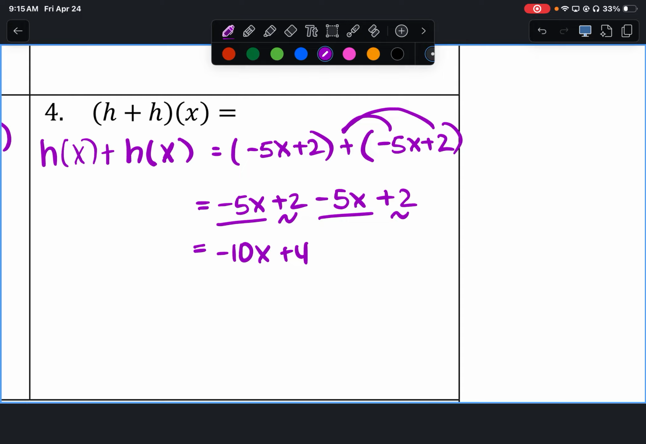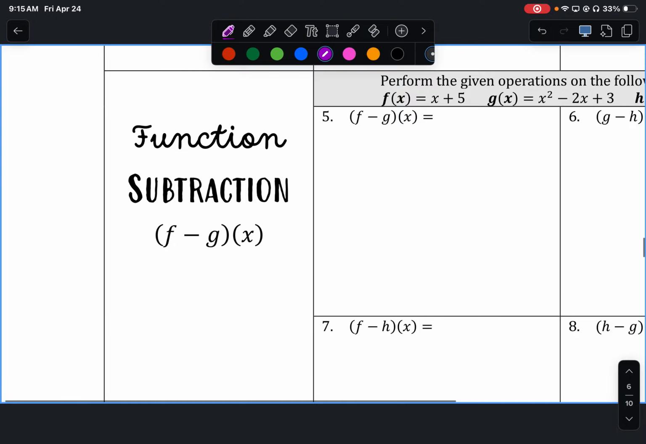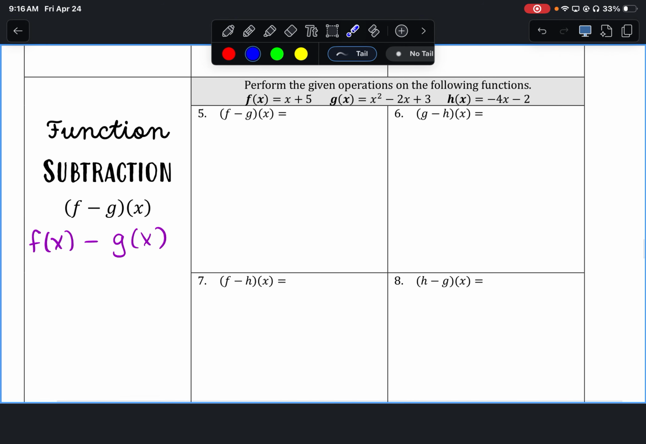Okay, we are now going to look at function subtraction. Same thing, except now we're subtracting. We have f minus g of x. That is the same thing as saying f of x minus g of x. We're going to use these new functions it gives us, function f, function g, and function h, and solve these questions.